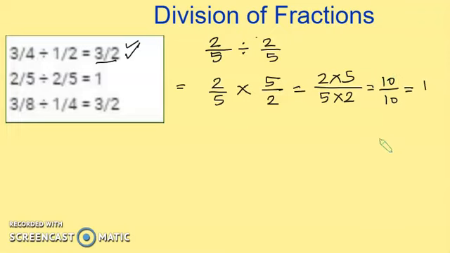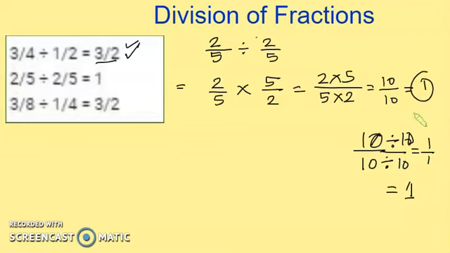Also you can understand it like this: if you divide 10 by 10, divide numerator and denominator both by 10. So you get 1. 10 divided by 10 is 1 and the denominator is 1, and 1 over 1 is 1. That is why 1 is our answer here.